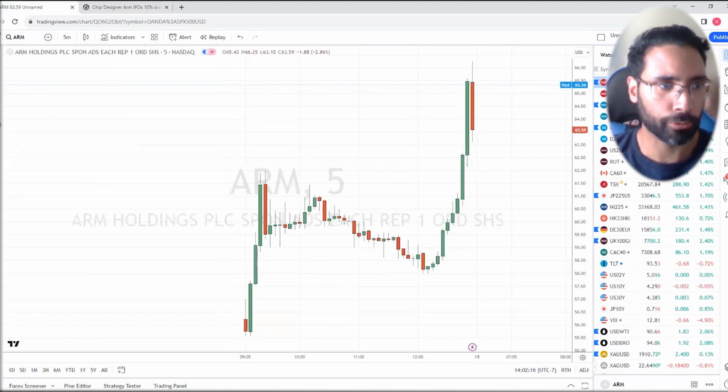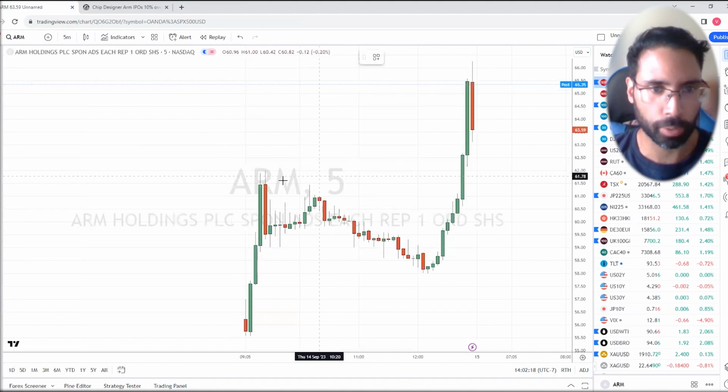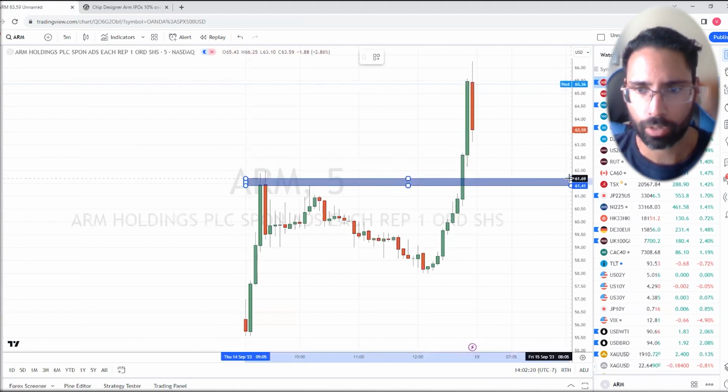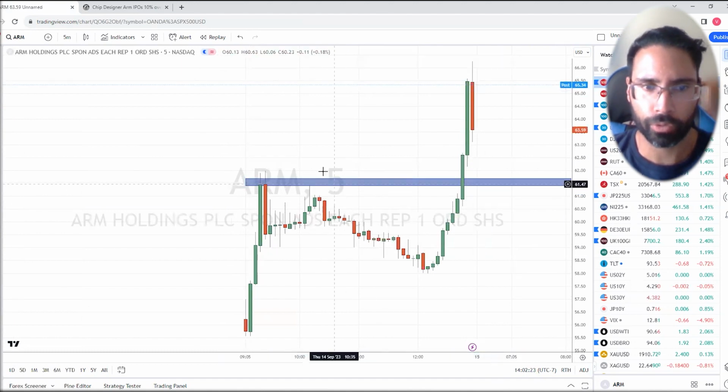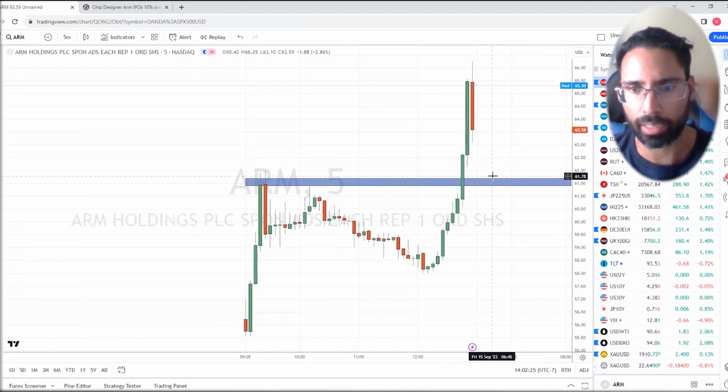And going forward, I think the charts here are going to be more of value to day traders. But you'd be looking at the 61.50 zone now. And if you get some sort of retest here, perhaps watch for buyers to enter.